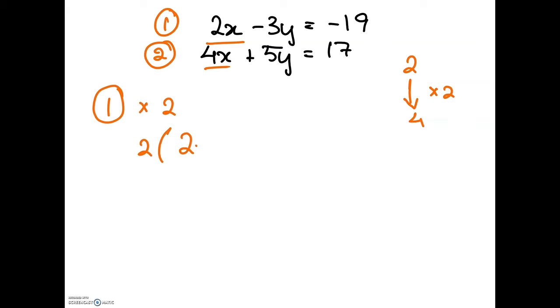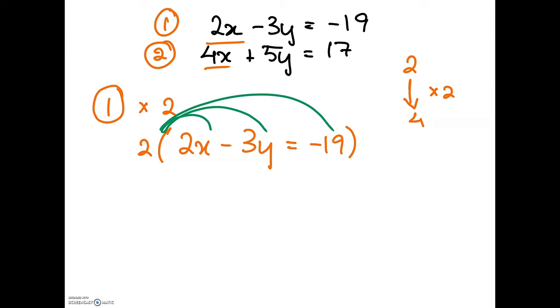So 2 times 2x minus 3y equal to negative 19, so the whole thing. Now, if you expand that, you'll see that the answer you get is 4x minus 6y equals negative 38. So basically all I did was expand by multiplying 2 with each term. Okay, and I did not change any of the signs.